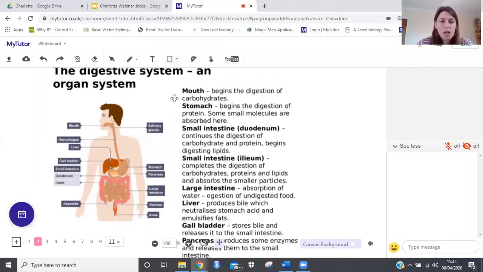So we start at the mouth, which begins the digestion of carbohydrates. And if you remember, we talked about salivary amylase that's produced in our salivary glands and starts breaking down carbohydrates from large starch molecules down to slightly smaller ones in the mouth. Our food then passes down the esophagus and into the stomach. And it's in the stomach that a couple of enzymes begin the digestion of protein.